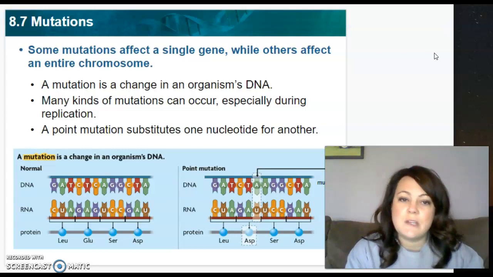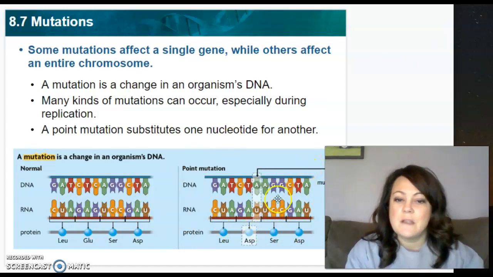Many kinds of mutations can occur, especially during replication. Remember, this is when DNA is making a copy of itself. A point mutation substitutes one nucleotide for another. As you can see here, a normal sequence versus the point mutation. We've had one mutated base, and it will change the sequence of amino acids.